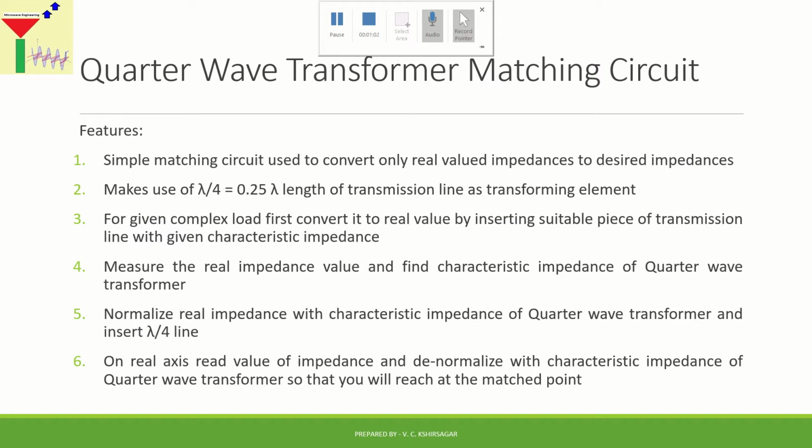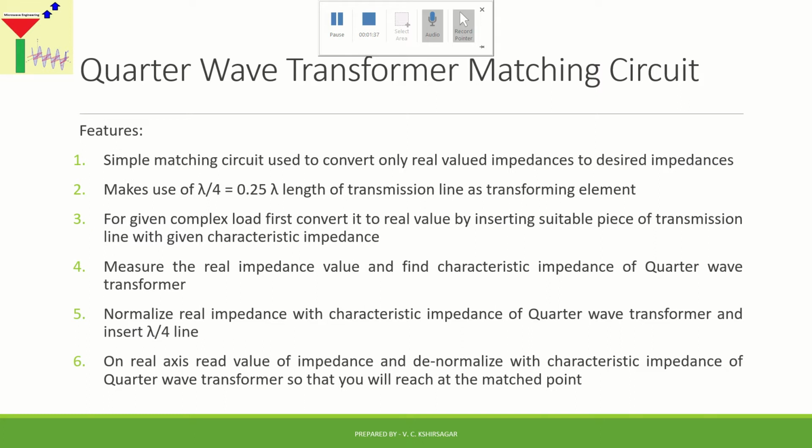First of all, let us discuss the features that the quarter wave transformer matching circuit is going to offer us. It is a very simple matching circuit, and it is only used to match a given real value of load impedance to the characteristic impedance of the transmission line. So you can say that this is an advantage, and also a disadvantage, because quarter wave transformers are only utilized to match a real value of load impedance to the transmission line.